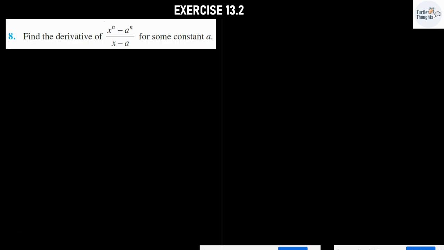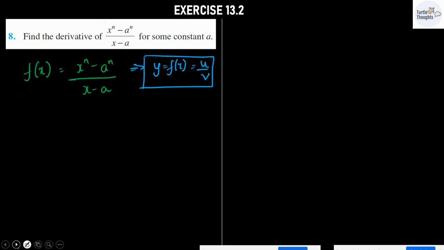Moving to the eighth question. Find the derivative of (x raised to the power n minus a raised to the power n) divided by (x minus a), for some constant a. Let me start by considering the given function as f of x, which is equal to (x to the power n minus a to the power n) divided by (x minus a). Again, I have the question in u over v form. I can write this as y equal to f of x equal to u over v. I can use the quotient rule.